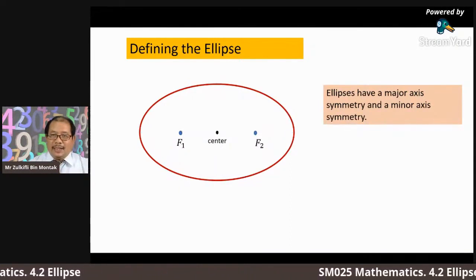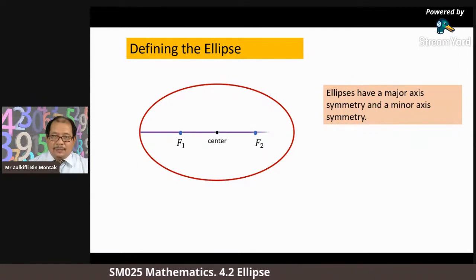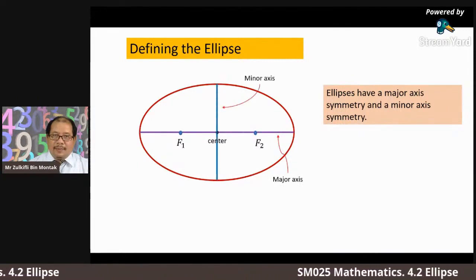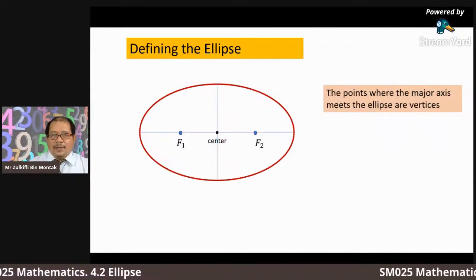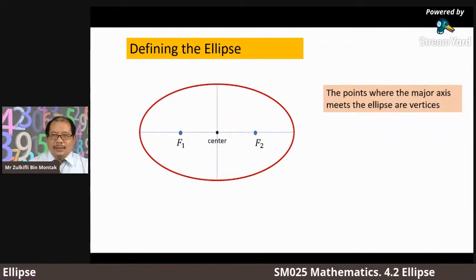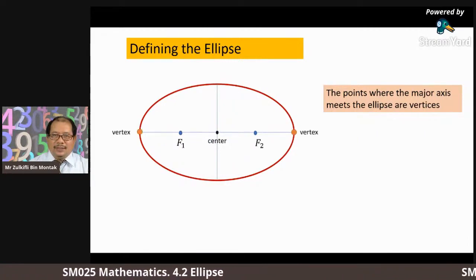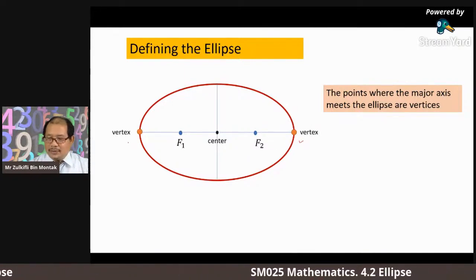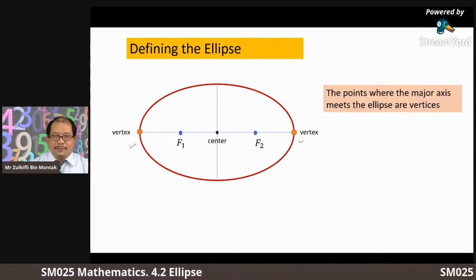Ellipses have a major axis and minor axis. This is the major axis, and then this is the minor axis. The points where the major axis meets the ellipse are the vertices. This is a vertex, this is a vertex here, and this is also a vertex here. Vertices are on the major axis.